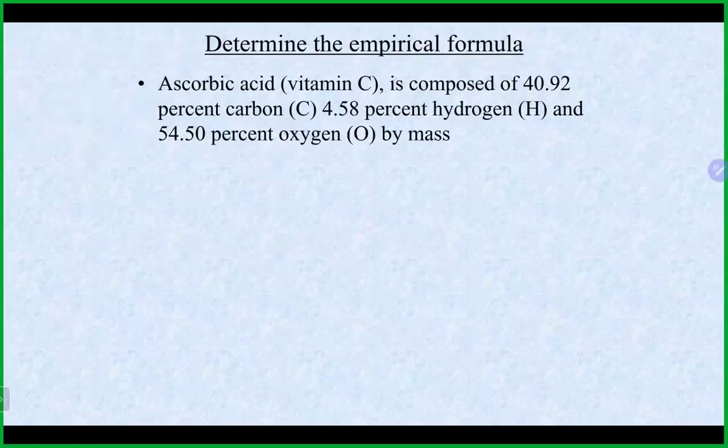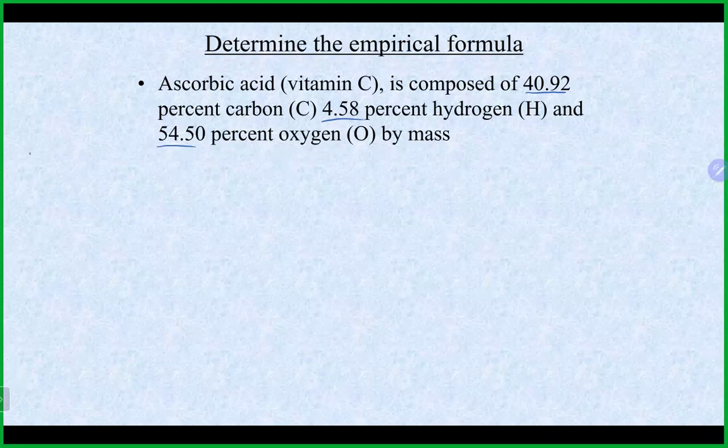Let's say we had vitamin C, which is 40.92% carbon, 4.58% hydrogen, and 54.5% oxygen. The first thing that we would want to do is just take a quick look at the percentages and make sure that, again, it does add up to 100. If it doesn't, you're missing something. In this case, we are pretty close to 100, so we're good.